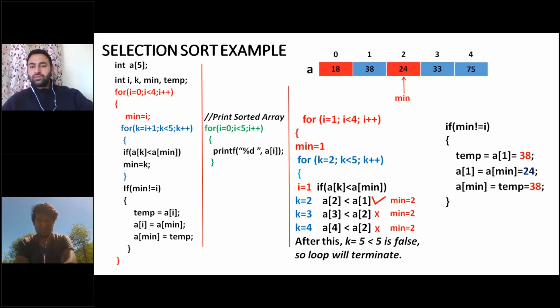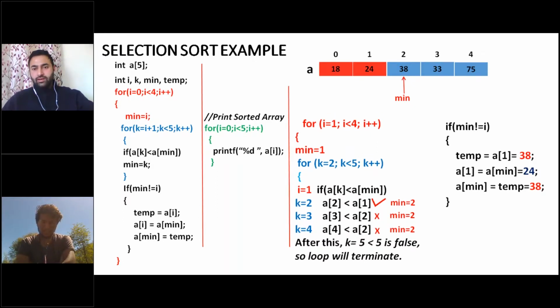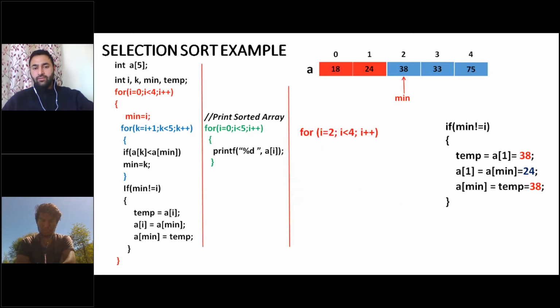Okay, so after this, 24 will swap to this location and 38 will go to this location. Okay, so after the second pass, the second minimum has been moved to the first location, and see, the number of comparisons are also reducing here. In the first pass, you have done 4 comparisons. In the second pass, you have done 3 comparisons. Okay, so now again, the value of I will become 2.